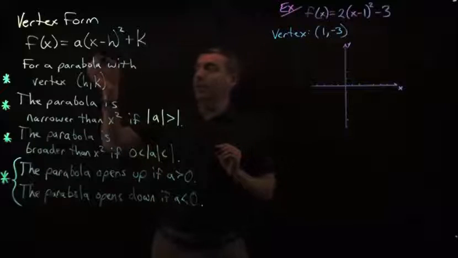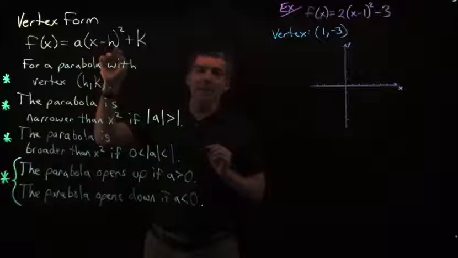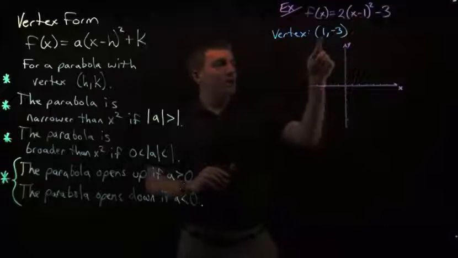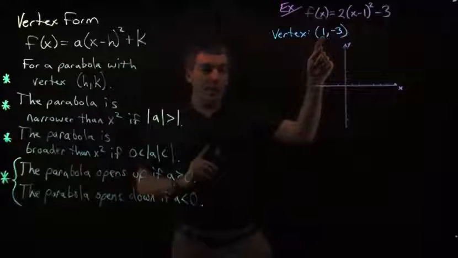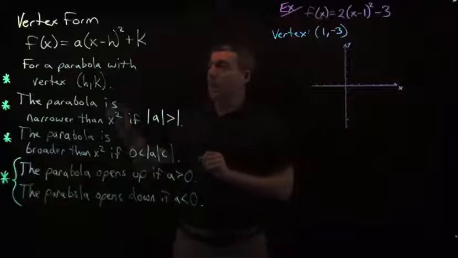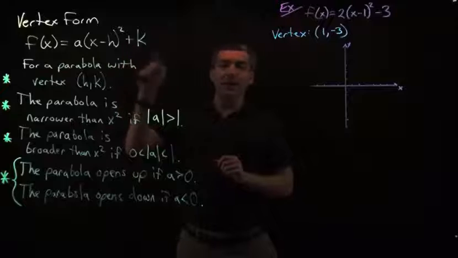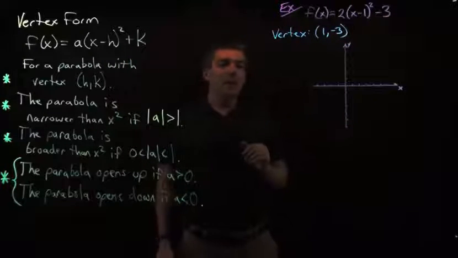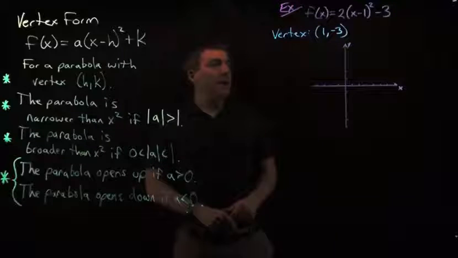Now, in the form for the vertex, it is x minus h. And here we have x minus 1. And that's why the x coordinate of the vertex is 1 and not negative 1. Now, in the vertex form, it's plus k. Here we have minus 3, so the y coordinate is negative 3. All right, so keep that in mind.